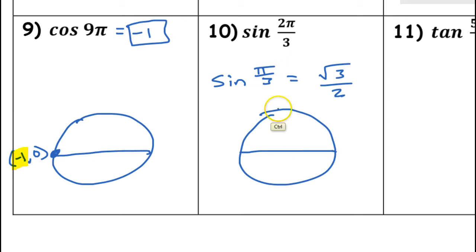So the reference angle is pi over 3, so here are a bunch of pi over 3s. 2 pi over 3 would be right here, and that is in the second quadrant. Sine is a y value, and y values are positive above the x-axis. So the answer is going to be positive radical 3 over 2.